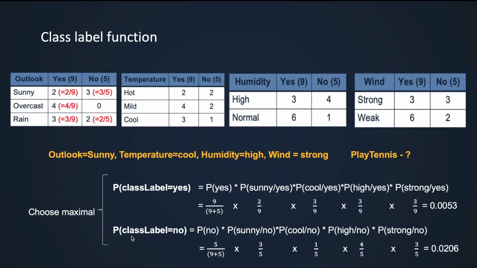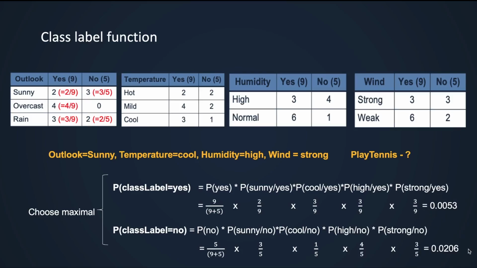Similarly, now we calculate the probability for the class label no. So, first we calculate the prior probability of the class label no, that is 5 by 14, into, out of 5 instances, 3 instances of sunny were no. So, 3 by 5. Similarly, 1 by 5, 4 by 5 and 3 by 5. So, we calculate these probability values.